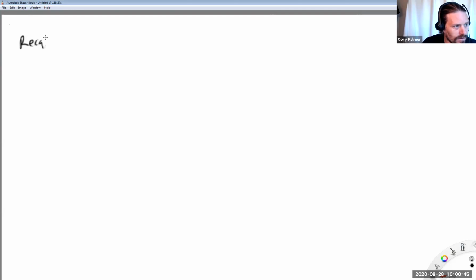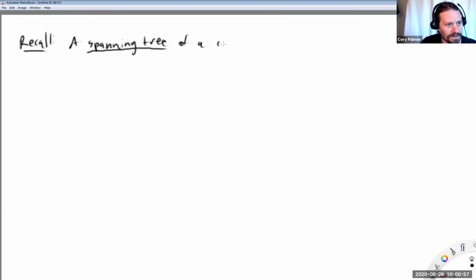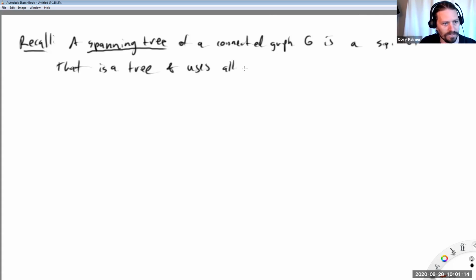Let's recall, a spanning tree of a connected graph is a subgraph of G that is a tree, of course, and uses all vertices of G. Okay, so we use this term, it spans G. The vertex set of the spanning tree spans G.